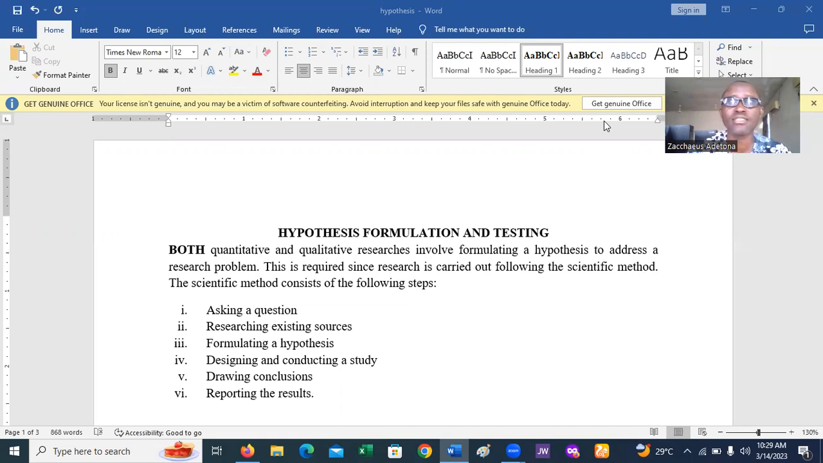Now, hypothesis is a kind of guess. You're trying to guess what the outcome of a research should be in the scientific way. So that guess you make in the scientific way is called hypothesis. Whether you are carrying out a quantitative or qualitative research, it requires that you formulate a hypothesis, and that is what addresses your research problem or research question.